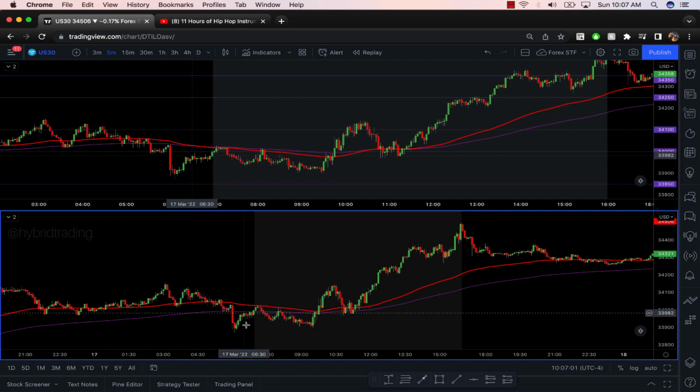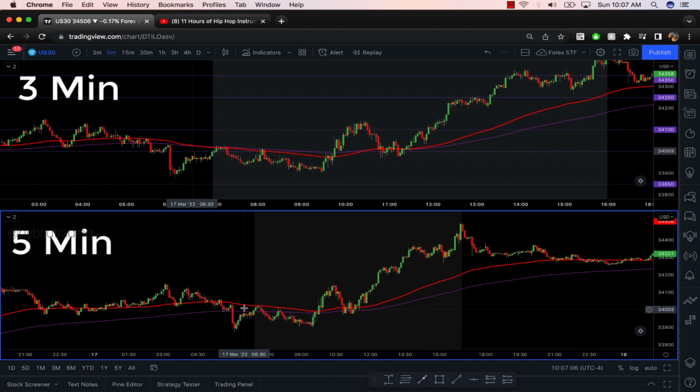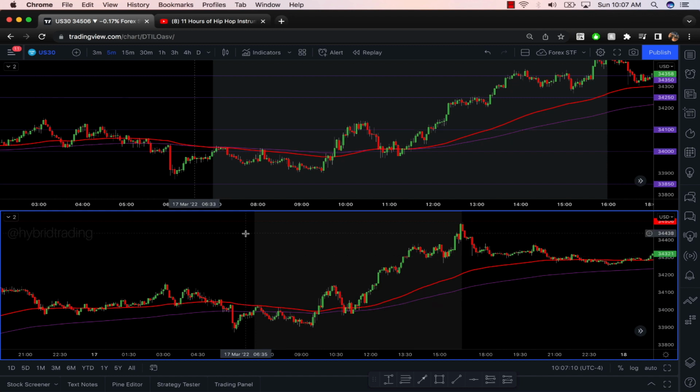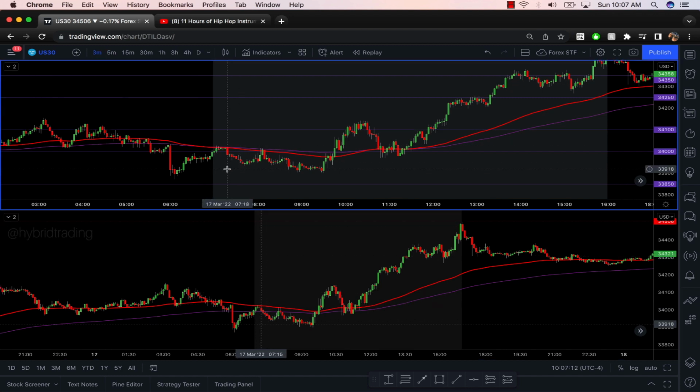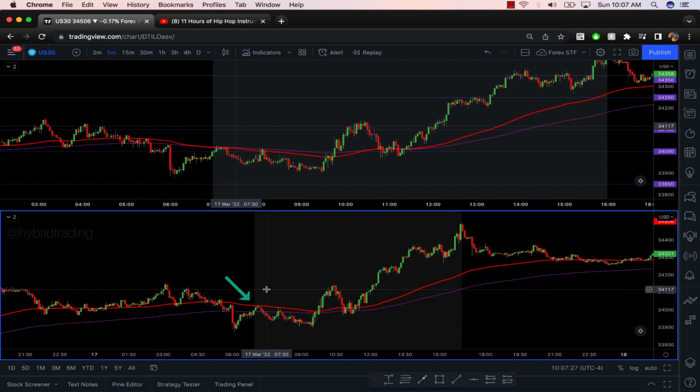The 5-minute on the bottom, the 5-minute time frame, we have bullish EMAs. The red is above the purple, so we have bullish EMAs. Perfect. Now on the 3-minute, what do we have? We have the red under, so we have bearish EMAs on the 3-minute. There's nothing that can be done here because we have no confluence. The 3-minute is pointing for shorts and the 5-minute is pointing for longs. So what we do is we sit patiently and we wait for a few more candles to start unfolding.